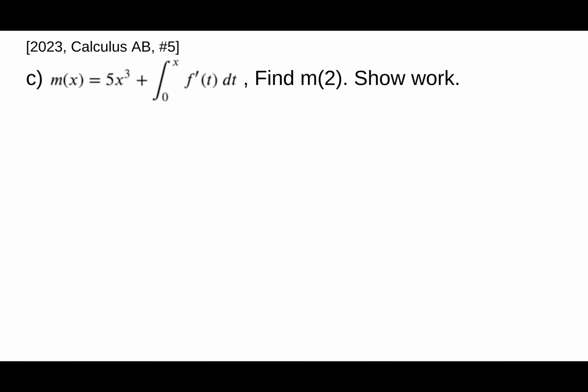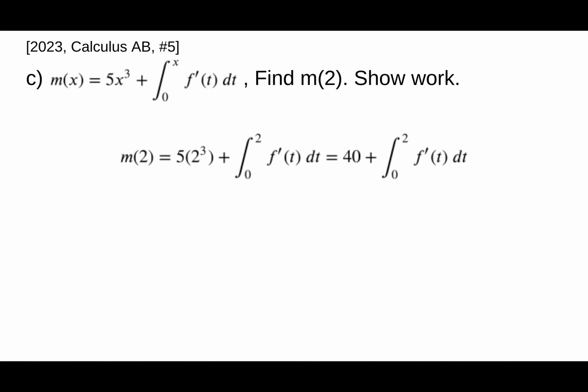In part C of this question, we are introduced to another function, m of x, which is defined as 5x cubed plus the integral from 0 to x of f prime of t dt. We are asked to find the value of m of 2 and show our work. All right, so m of 2 would just be whatever you get when you plug in 2 for all the x's. 2 cubed is 8. 5 times 8 is 40. And then we have the integral from 0 to 2 of f prime of t dt. So we have 40 plus the integral from 0 to 2 of f prime of t dt.